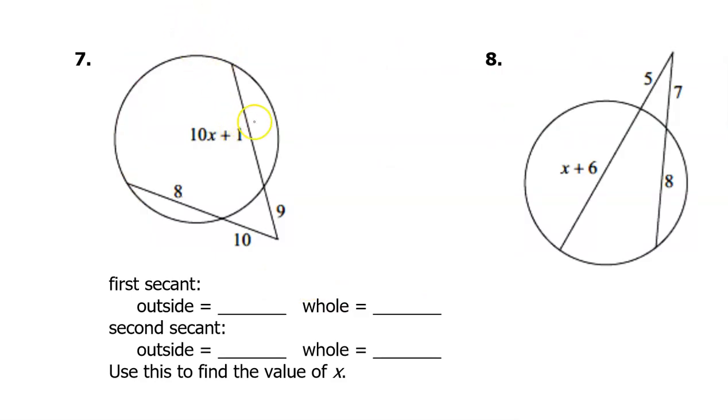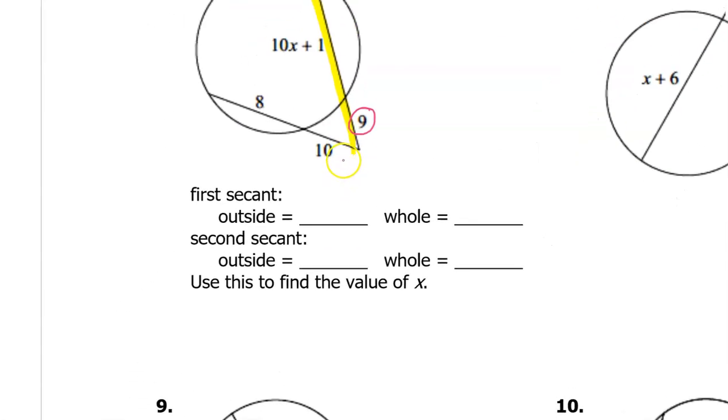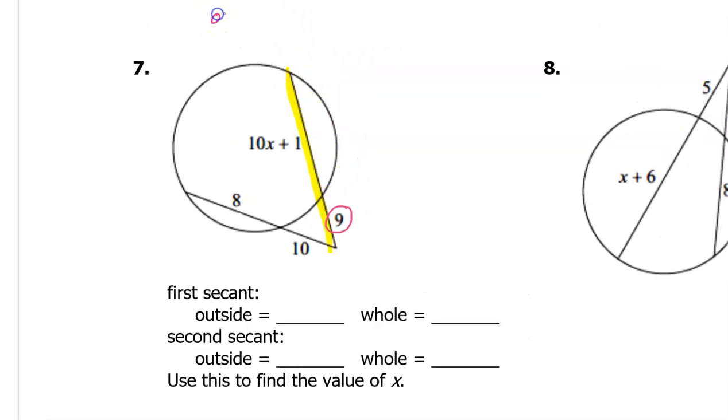So for problem number 7, this is another outside times whole is equal to outside times whole problem. Let's start with this secant line. The outer number is 9. So we're doing outer times whole is equal to outer times whole. So the outer number is 9.